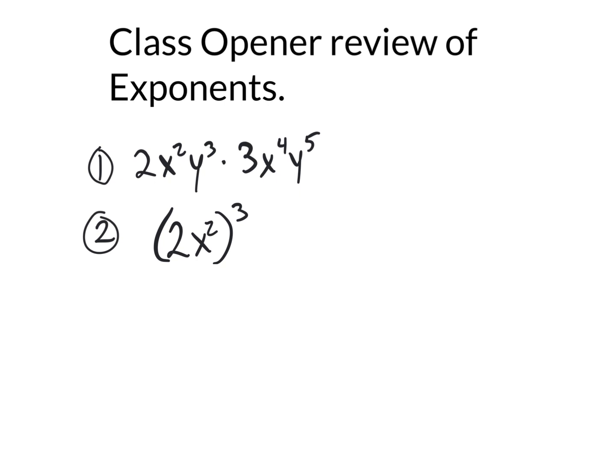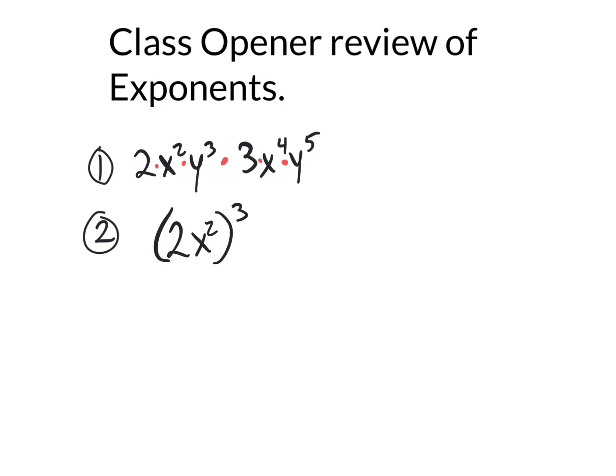Number one, it's really rule one of exponents. We don't even need to know the number of the rules that we're talking about. You just need to know what the actual rule is: when you're multiplying terms with the same base, you simply add the exponents. So if you look at number one, it says 2 times x squared times y to the third times 3 times x to the fourth times y to the fifth.